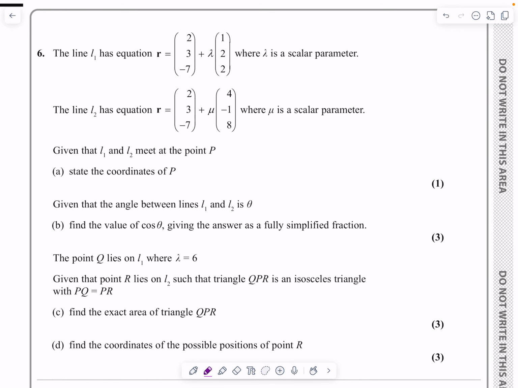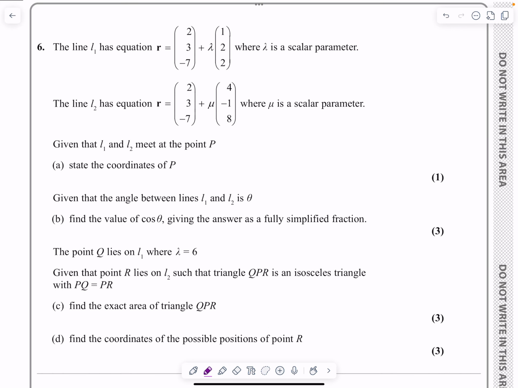Okay, this is the P4 paper from October 2023. It's question number 6, and this is a vectors question. We're going to be looking at a point of intersection. We're going to be doing some work with scalar product. We're going to be doing some work with trying to solve geometric problems in 3 dimensions. And it's quite a tricky one, so let's jump straight in and have a look at it.